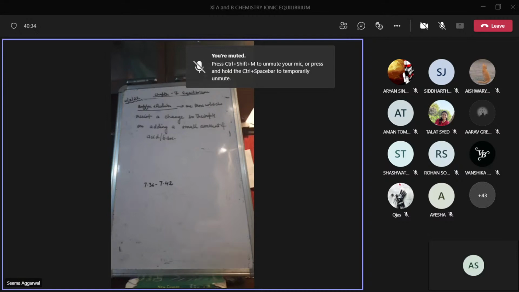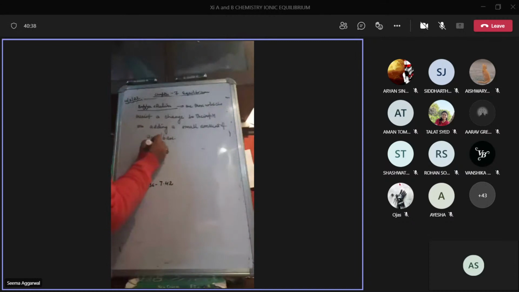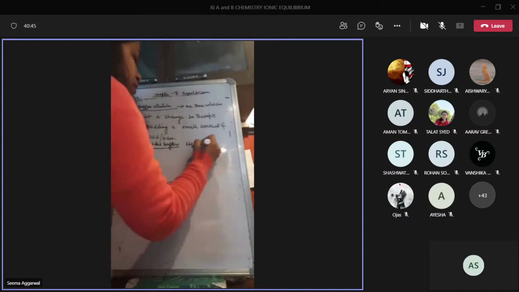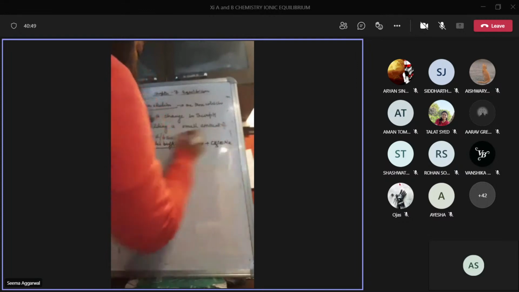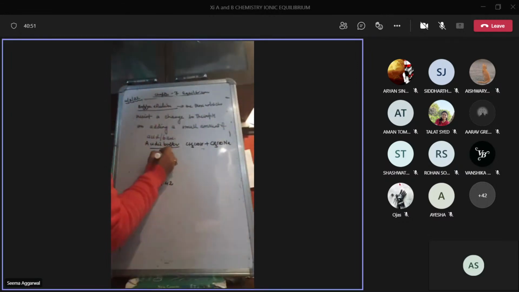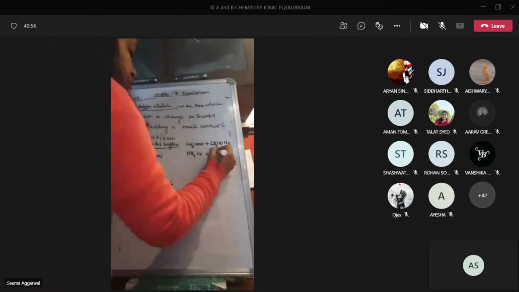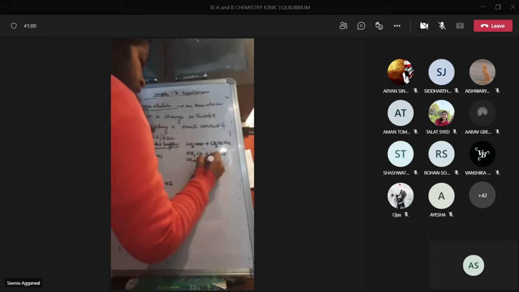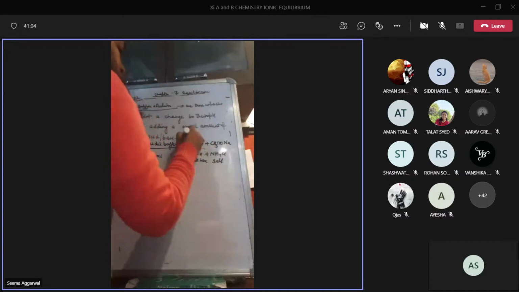But chemically, there are two types of buffer. One of them is an acidic buffer. An example of acidic buffer is acetic acid and its salt: a weak acid and its salt. The salt is sodium acetate. A basic buffer is a weak base, NH4OH, and its salt.